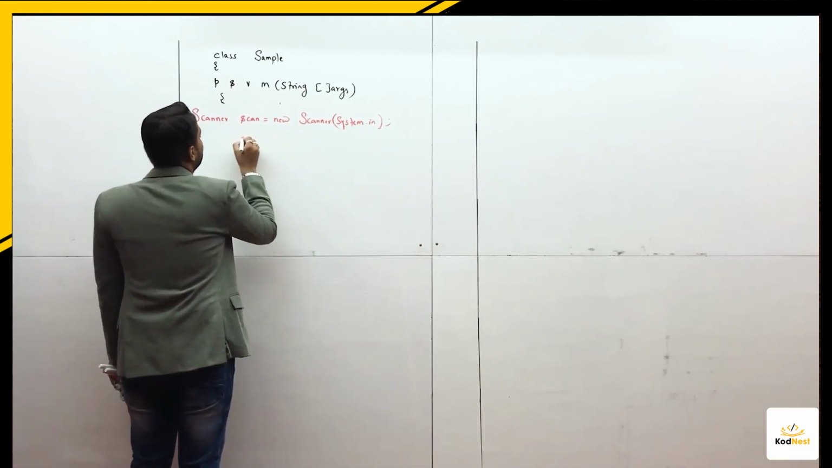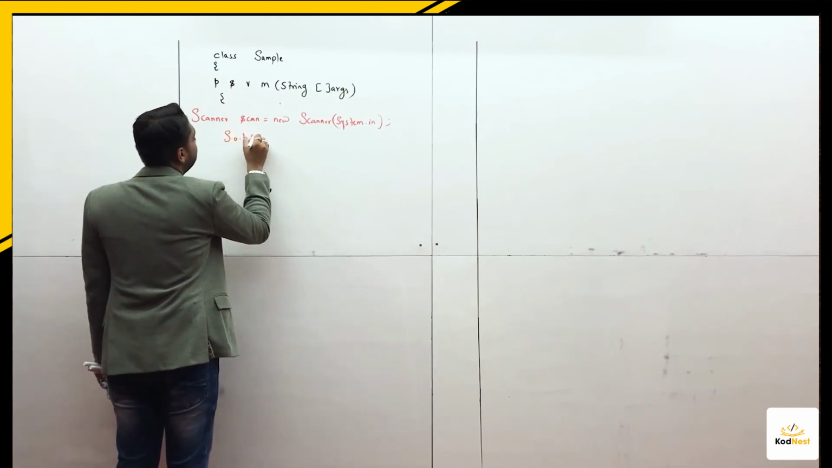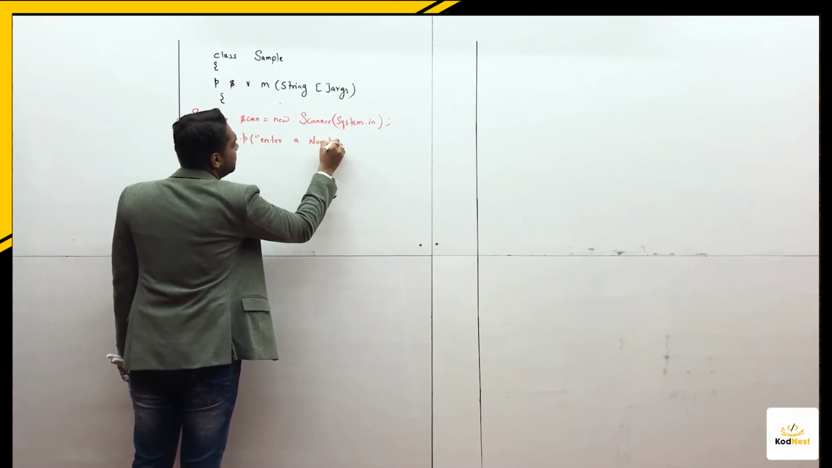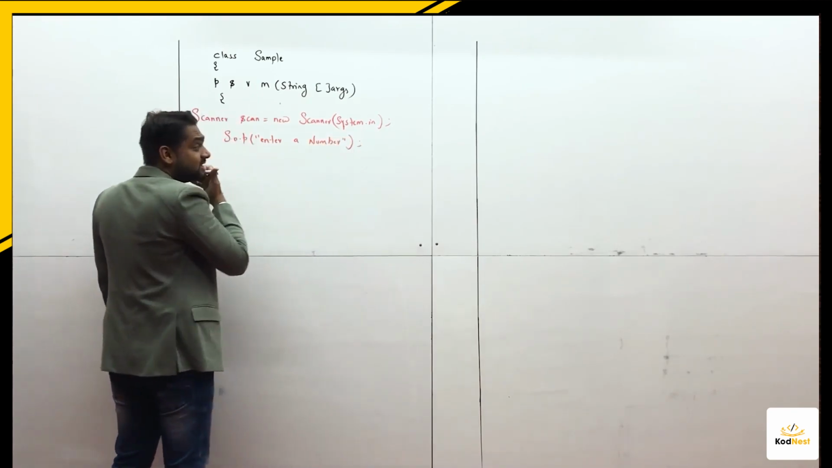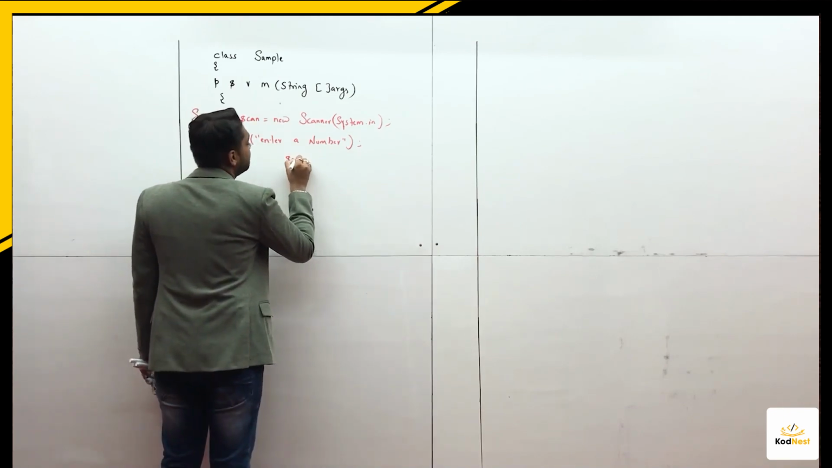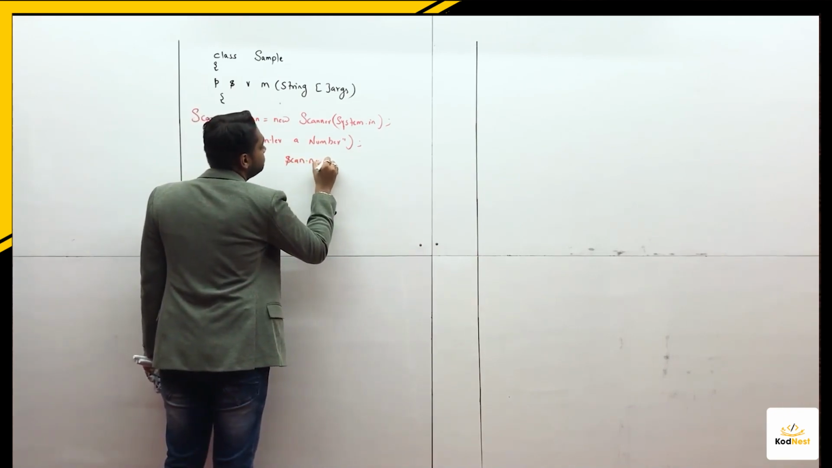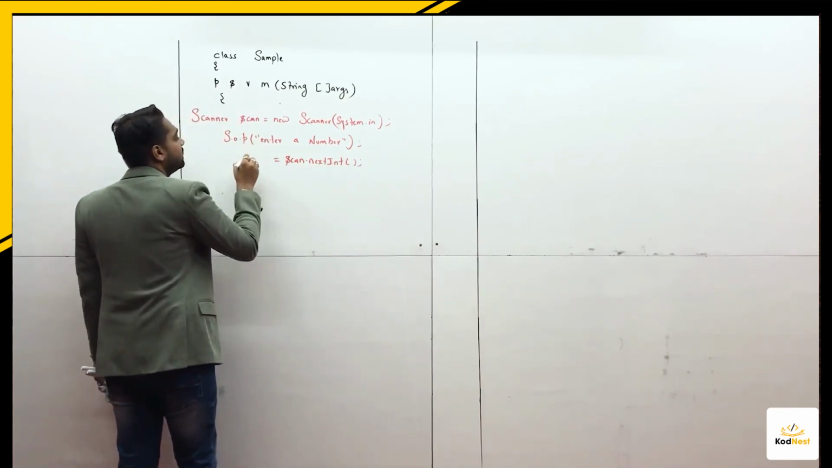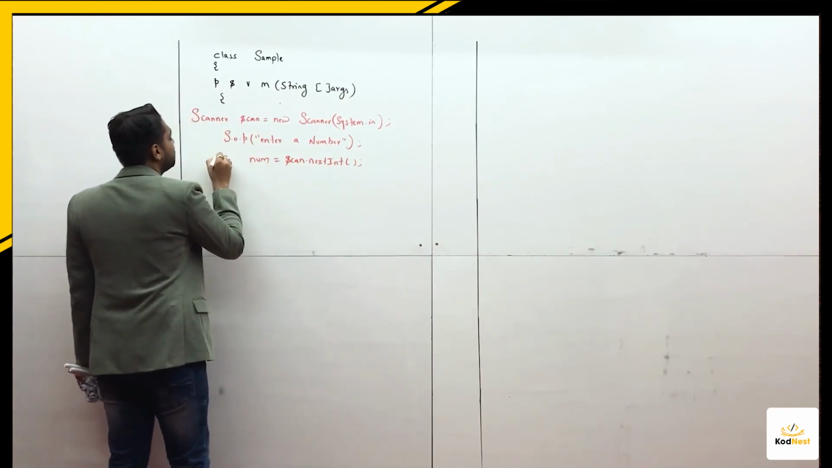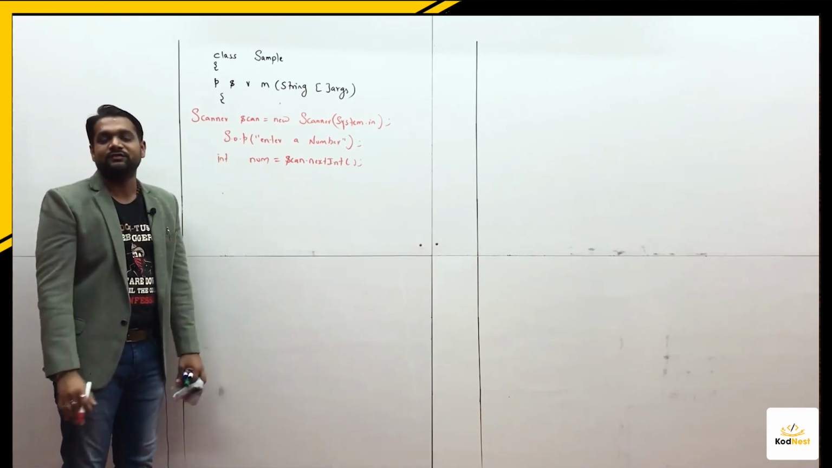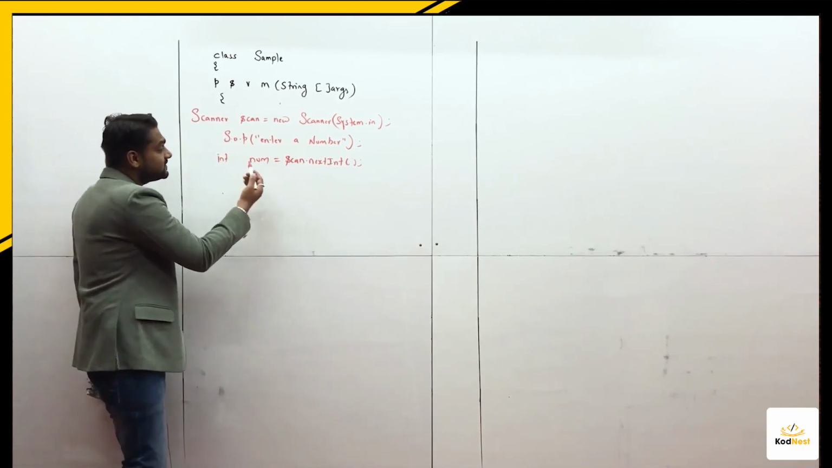Next I would write System.out.println, enter a number, like that. By seeing this message, the user would enter the number. I would collect it by calling scan.nextInt, and I would store it in a variable called num, which is of type integer. Now I have a number. I have to reverse this number.